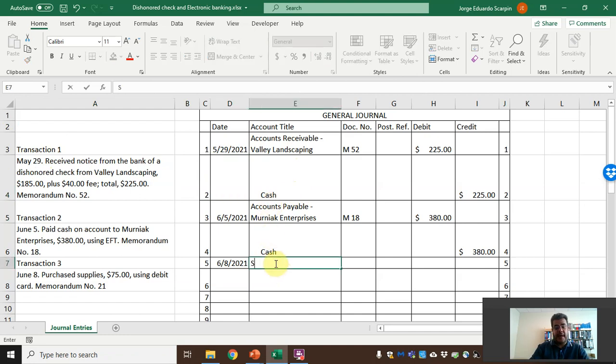Purchase supplies, so debit supplies, credit cash. We are using a debit card, and the source is Memorandum 21 because we have no formal document, so we write a memorandum about that. $75 debit, $75 credit. Okay guys, so it doesn't matter how we are paying. When we are paying, credit; when we are receiving money, debit. It doesn't matter if it is a deposit, electronic funds transfer, checks, debit card, or whatever.